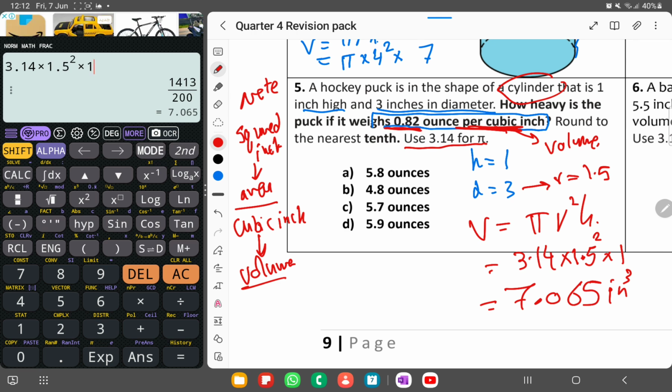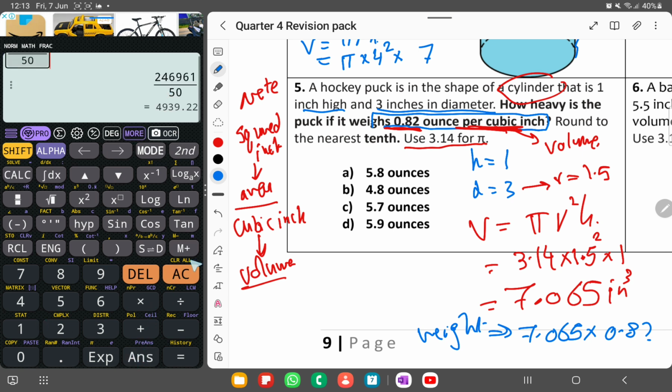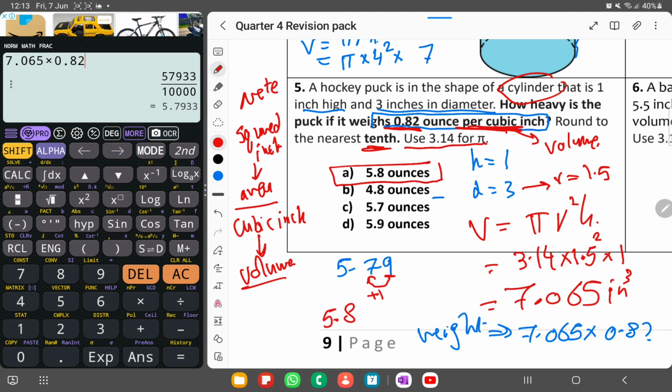And take care that he said for every cubic inch, the weight is 0.82. So what do I need to find the weight now? I need to multiply to get the weight. 7.065 times 0.82. What is it? 5.79. Take care. The 9 is strong, and he said to the nearest tenth, it will give 1 to the 7, so it's going to become 5.8 ounces. That's it. Bravo.